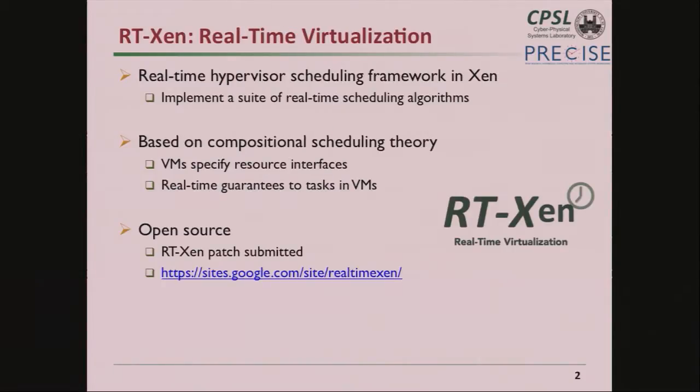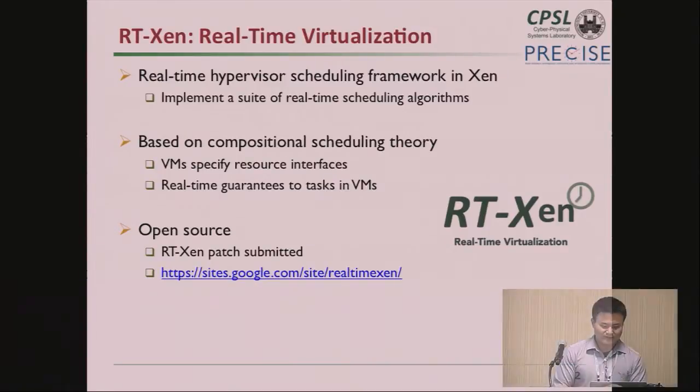So here is what we did. We built RT-Xen, which is a real-time hypervisor scheduling framework in Xen. We implement a suite of real-time scheduling algorithms, based on compositional scheduling theory, which provides theoretical guarantees. Each virtual machine would specify its resource interface, and based on those resource interfaces, we can guarantee the real-time performance to the tasks running in a virtual machine. I'll talk about the interface in the next slide. It is open source, and we already submitted the RT-Xen patch to the mailing list. And this is the RT-Xen website.